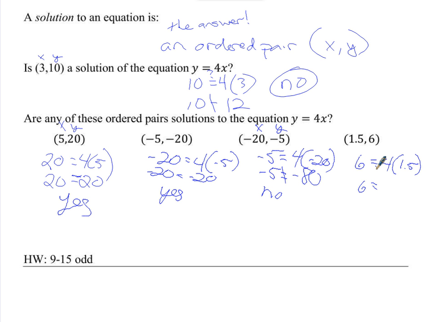Think like a clock. There's 4 quarters in an hour. Each quarter is worth how many minutes? 15. So 4 times 15 is 60 minutes, right? 1 hour. 4 times 1.5 then is 6.0, or just 6. So is this one true? Yes. That's the idea on these problems.